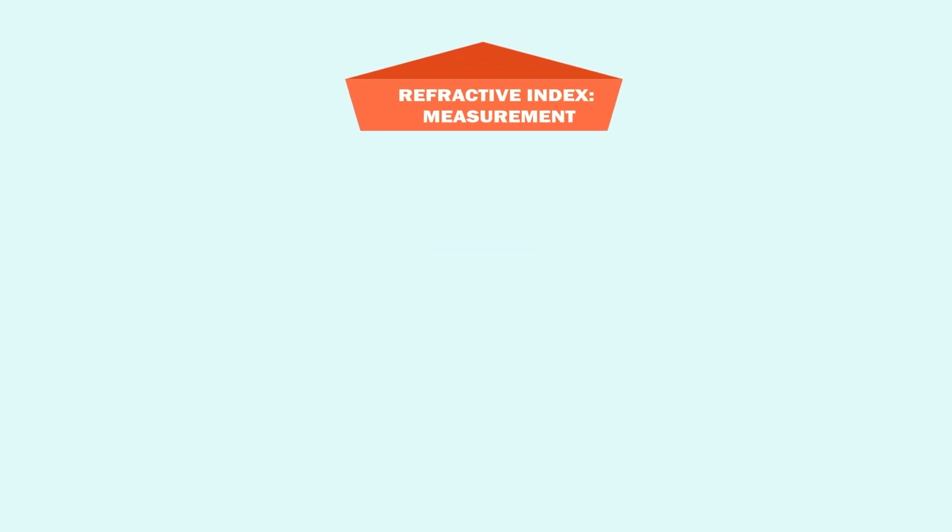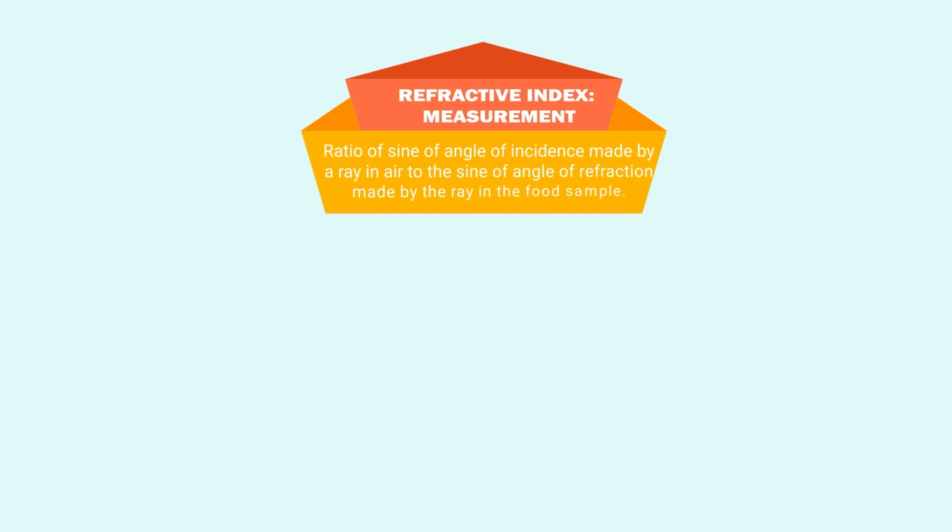Refractive index is nothing but the sine of the angle of incidence made by a ray in air to the sine of the angle of refraction made by the ray in the food sample. Say for example, this one. This theta A is the angle of incidence of light in air, and theta B is the angle of refraction of light in the medium whose refractive index you are measuring. So the ratio of sine theta A divided by sine theta B would be the refractive index.